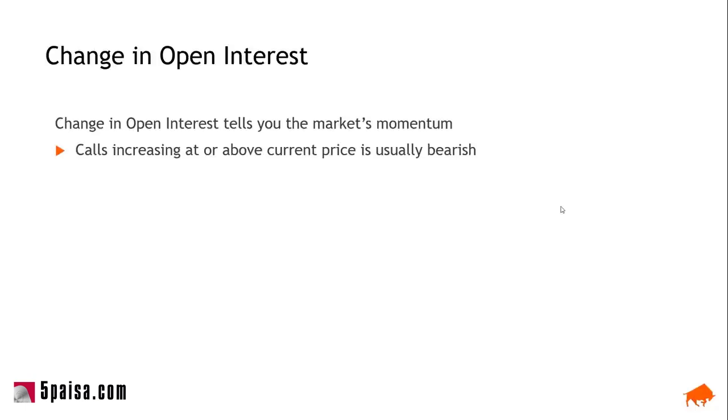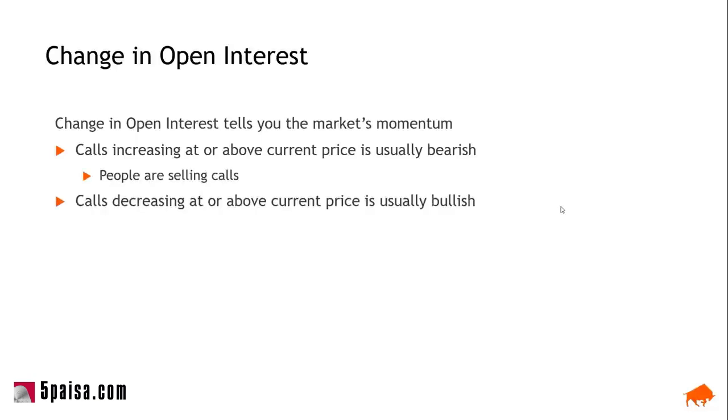Now let's look at an important thing, which is change in open interest. So we looked at, you know, open interest, which gives you a snapshot. Now we look at change in open interest, which tells us the momentum. So if calls are increasing at or above the current price, it is usually bearish. Why? Because people are selling the call, right? They are saying, look, it won't go up, I am happy selling calls.